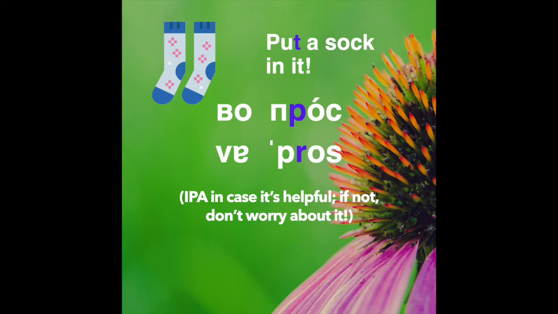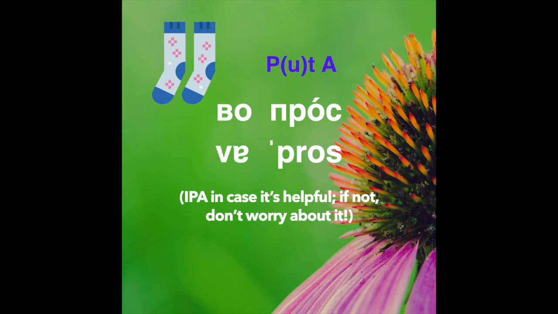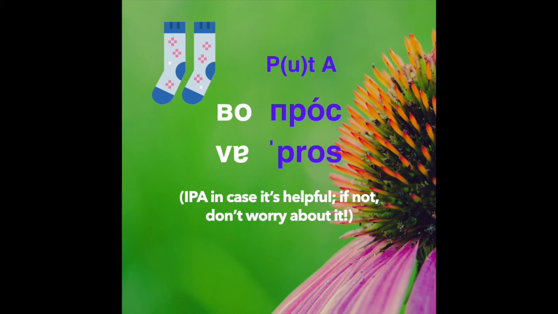The T in put is just like a flipped Russian р. Let's practice the first two words in the phrase. Put a. And now emphasize the A and make the U almost disappear. Pura. This is very close to the P and R in the second syllable of our word. Let's use it to get a running start. Pura, прос. Pura, прос. Pura, прос.